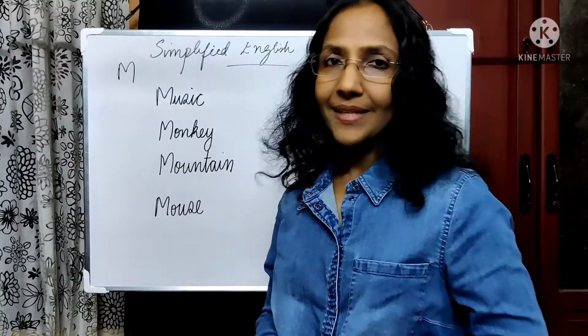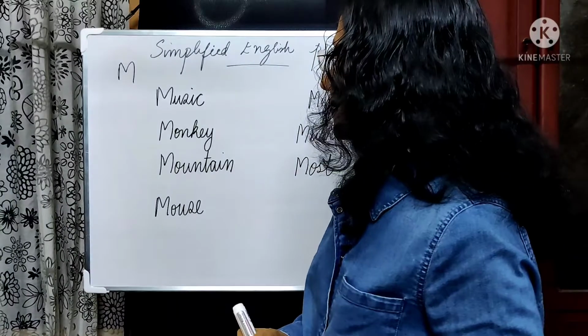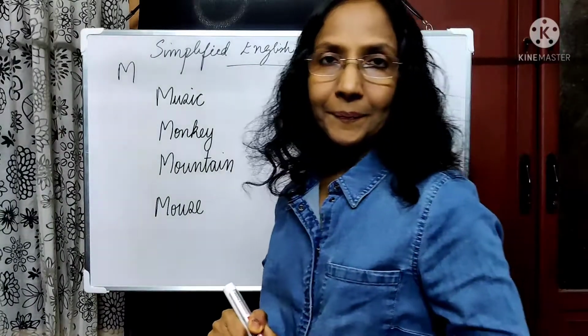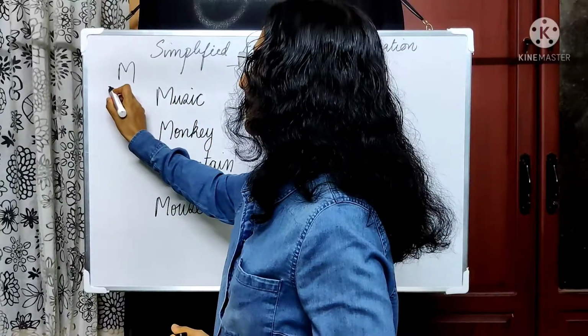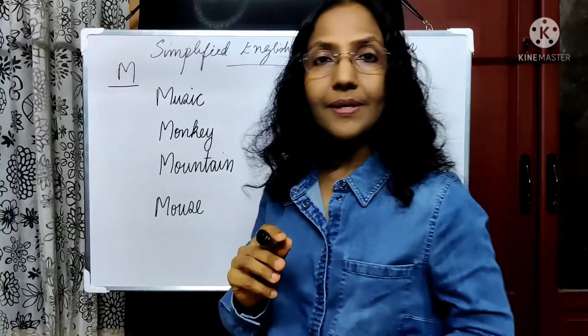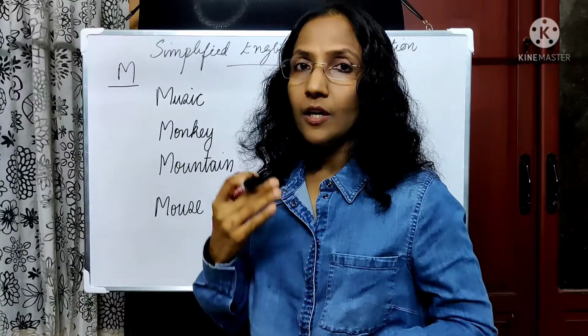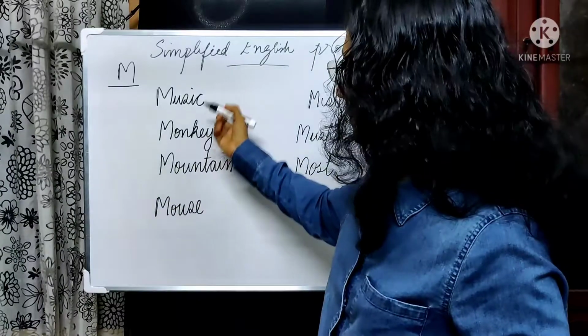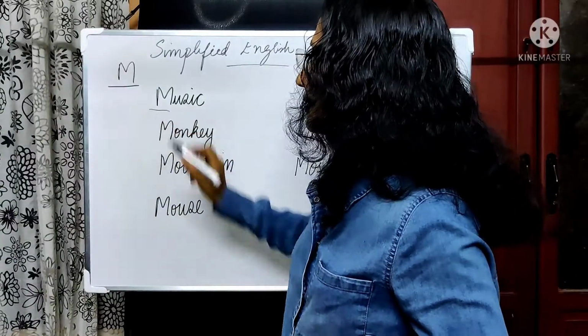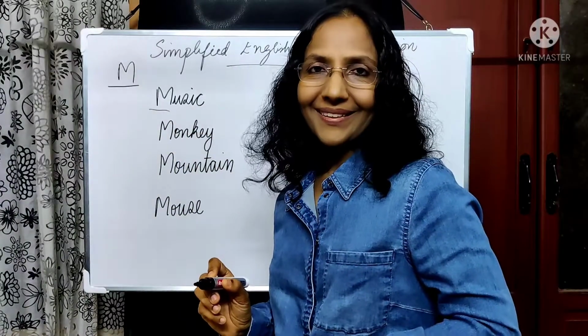Now over to the second consonant. It is the sound represented by the alphabet M. The sound is /m/, which is actually a voiced bilabial consonant, and it is represented in all these words. We find it here, and the word is music.